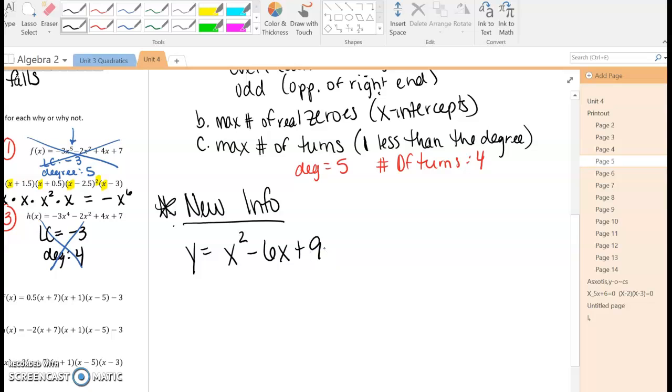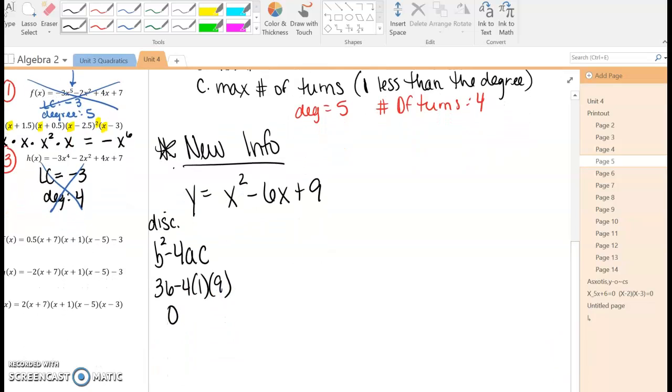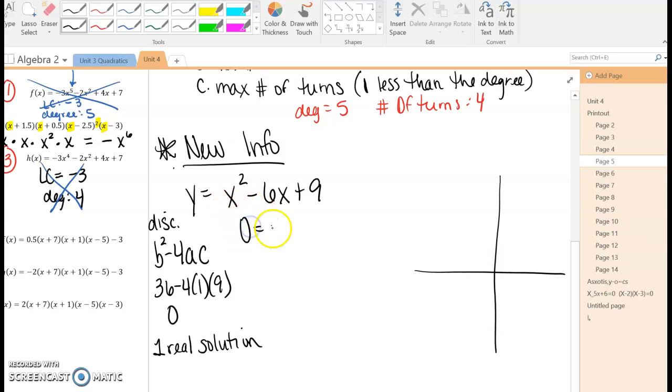When you guys solve this one, if you were to use the quadratic formula, you would have found that doing b squared minus 4ac, which is the discriminant, gives you 36 minus 4 times 1 times 9, which gives you 0. And so based on that information in the last unit, you would have told us that this has one real solution. Only one real solution. And let's see how that one real solution actually appears on the graph.